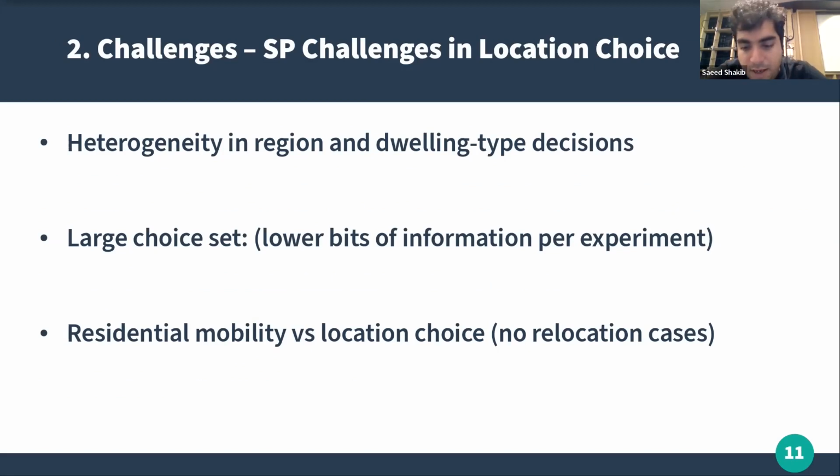Let's talk about the main topic of this presentation, which is what we did for the second cycle and the challenges that we had to address. You remember that I talked briefly about orthogonality and why we have to balance things up to avoid being biased in showing specific regions and dwelling types to the respondents.